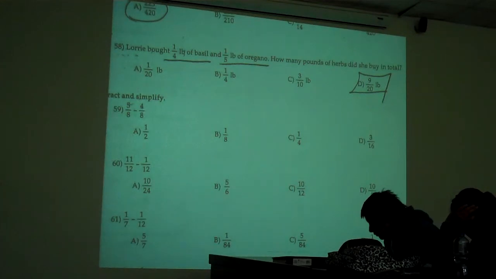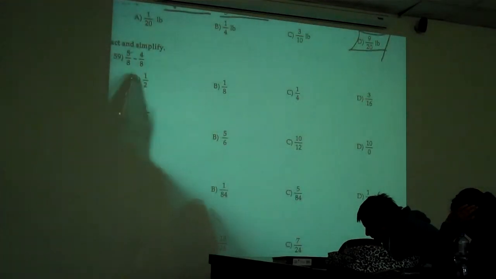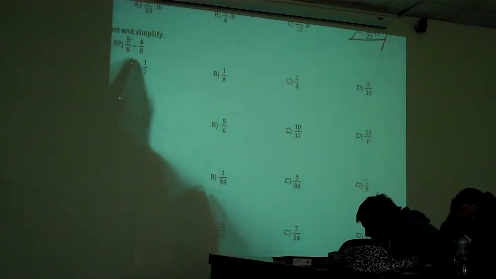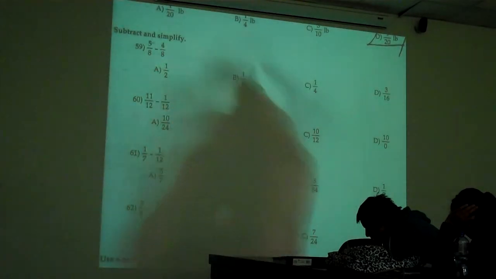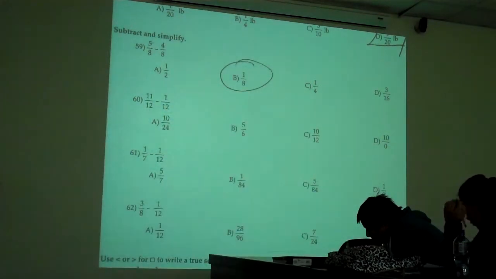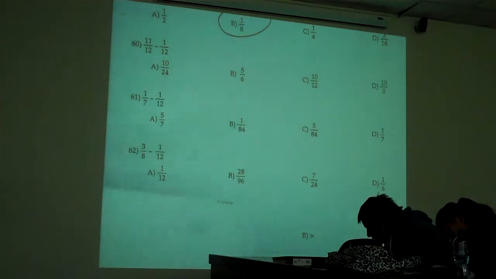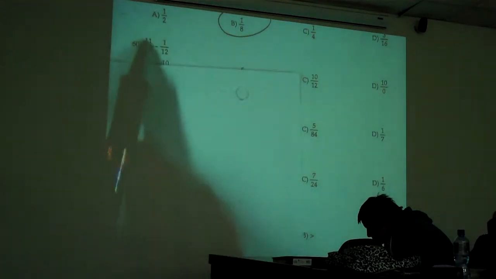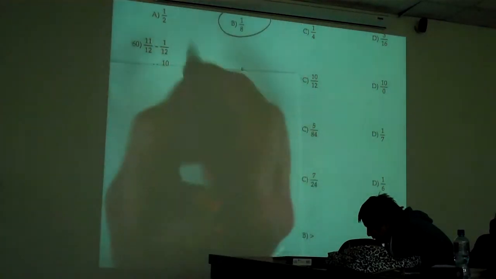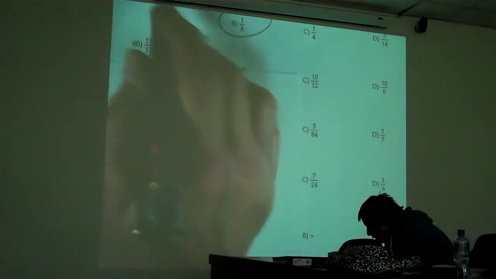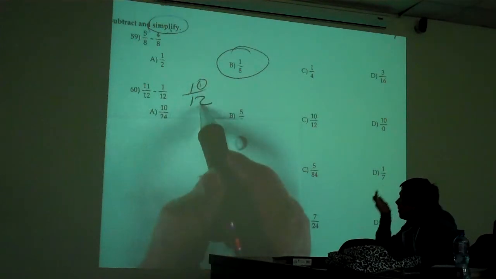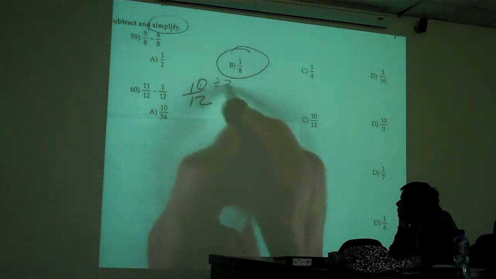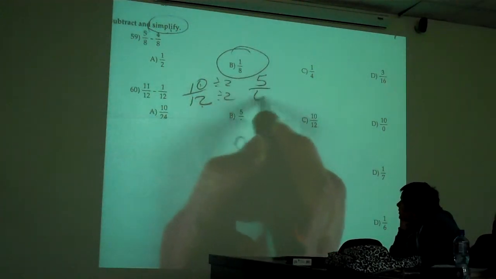Okay, now we're subtracting. We still have to get common denominators, right? This one already has one. 5/8 minus 4/8 is 1/8. 5 minus 4 is 1. 11/12 minus 1/12. 11 minus 1 is 10/12. And simplify. See, it says simplify. Divide by 2, you have 5/6.